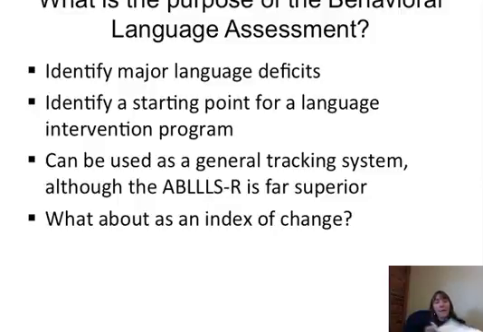So back to the BLA, just as a summary. What does it help us do? It's a quick read. It's not a comprehensive assessment, but it identifies major language deficits. It gives us a starting place for a language intervention program. It can be used as a general tracking system, though the ABLES R is superior.